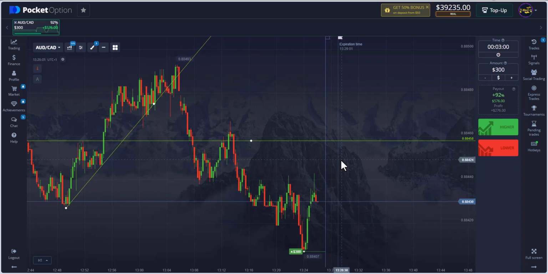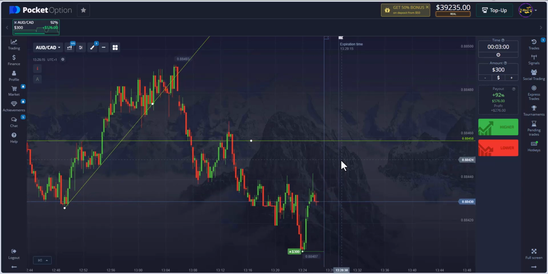Part 4. Timing is everything. In binary options, timing is crucial. The ability to enter and exit trades at the right moment can make or break your strategy. Get familiar with different time frames and find the one that aligns with your trading style. Whether you are a short-term scalp trader or a patient long-term investor, understanding the art of timing is essential.